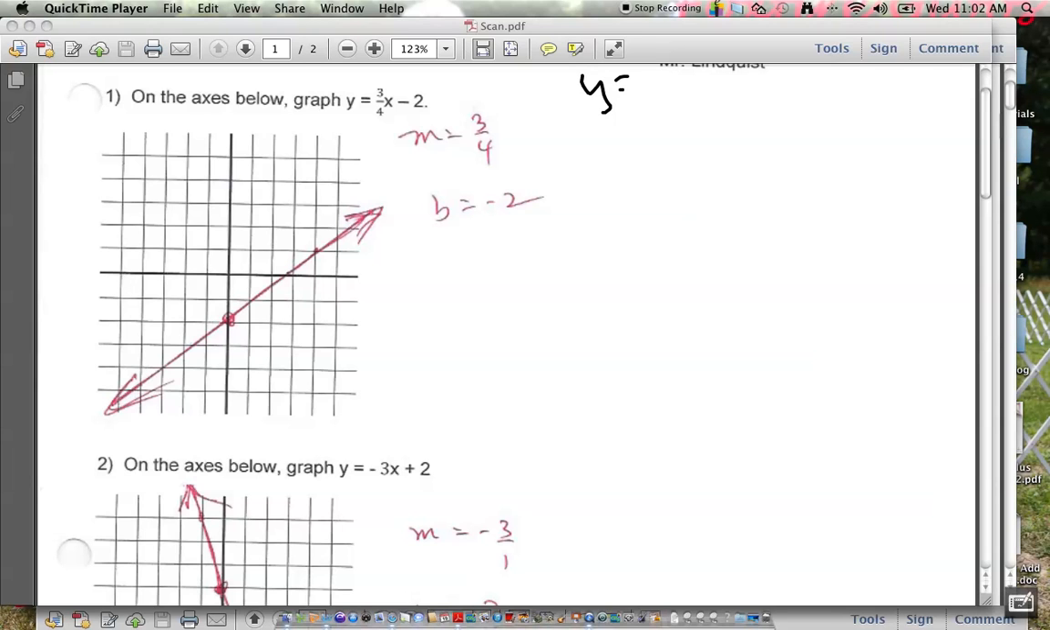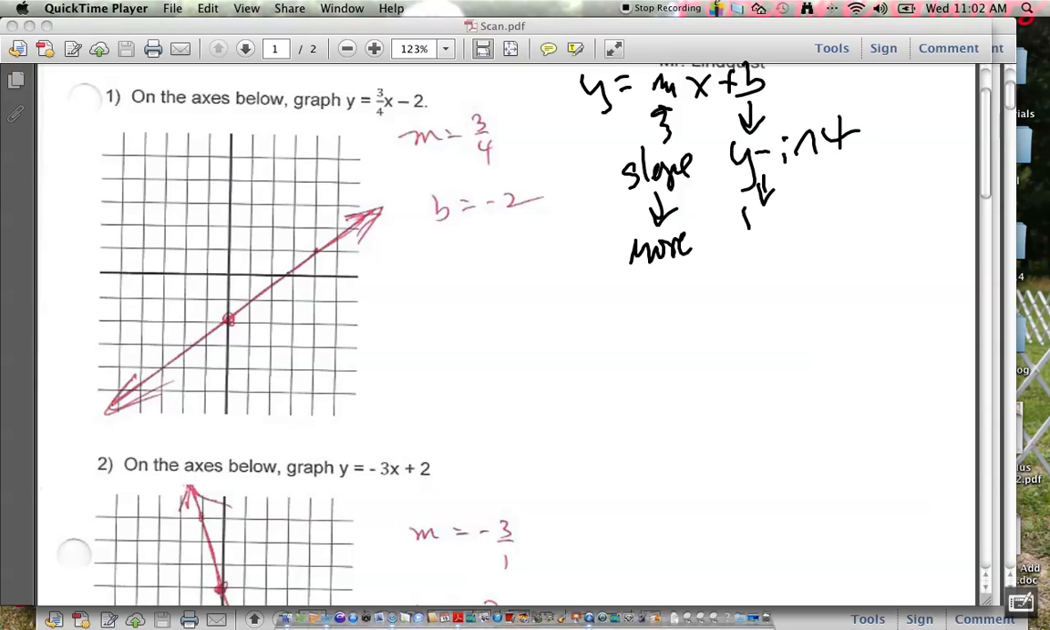Y equals, good, what? Mx plus b, excellent. What does m stand for? Everybody? Slope, good. And it's how you move. And b stands for the y-intercept, and it's where you begin, excellent.